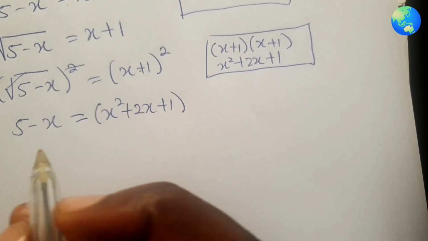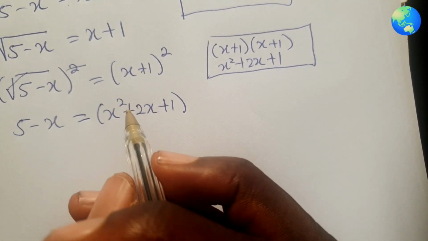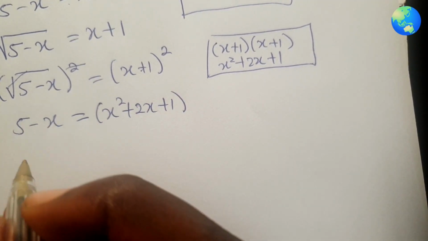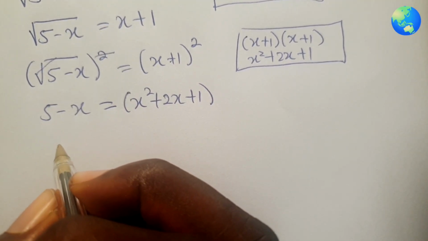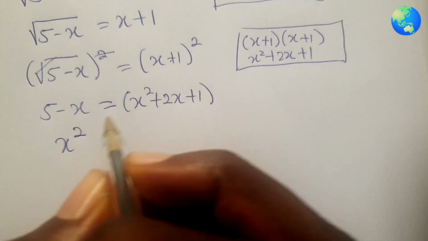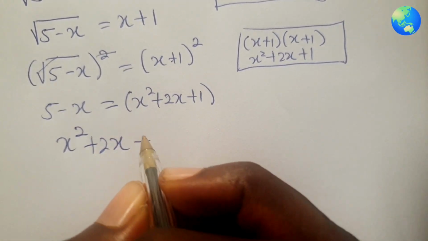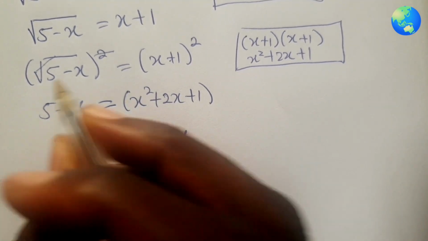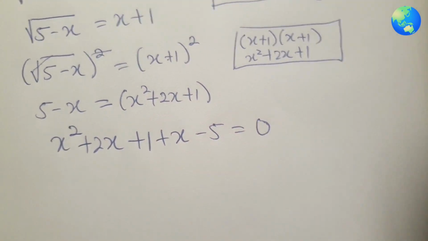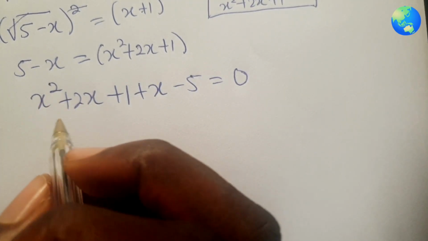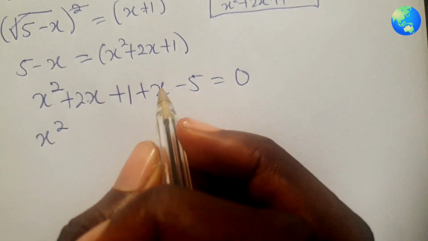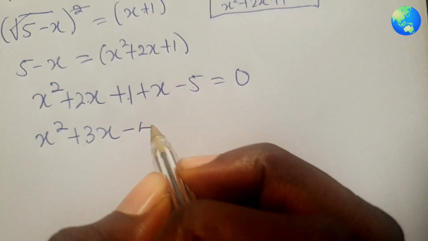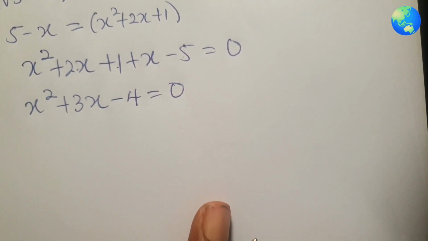Now let's collect like terms, because clearly this is a quadratic equation. Let me make this my left hand side and this on the right, so I will know how I'm arranging things. So I will have x squared plus 2x plus 1. This x is here, when it crosses it becomes plus x. When this crosses it becomes minus 5. Everything equals 0. So x squared, 2x plus x will give me 3x, 1 minus 5 will give me minus 4, equals 0.